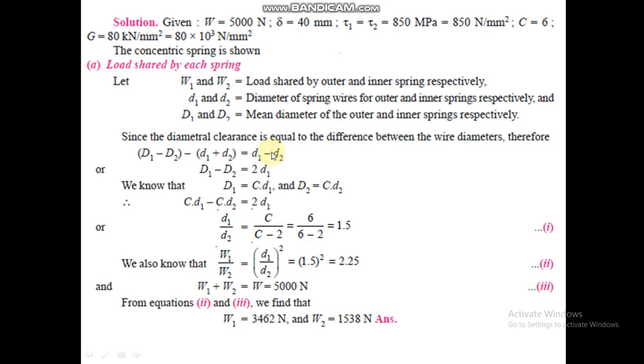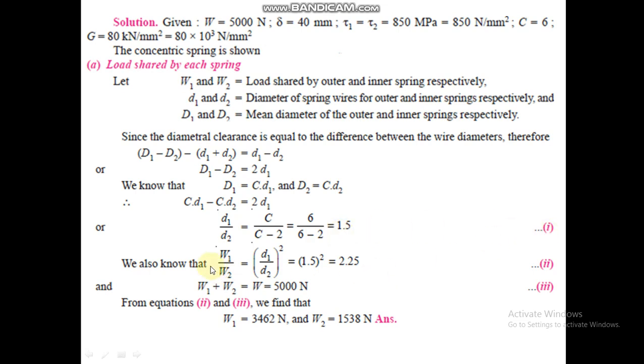So from this we have solved that d1 minus d2 is equal to 2d1, and from here we will put the value of d1, that is cd1, and d2, that is cd2, is equal to 2d1, and we have made the ratio of d1 by d2, that is c divided by c minus 2. We have put the value of c, and d1 by d2 comes out to be 1.5. So we have kept it as number 1.